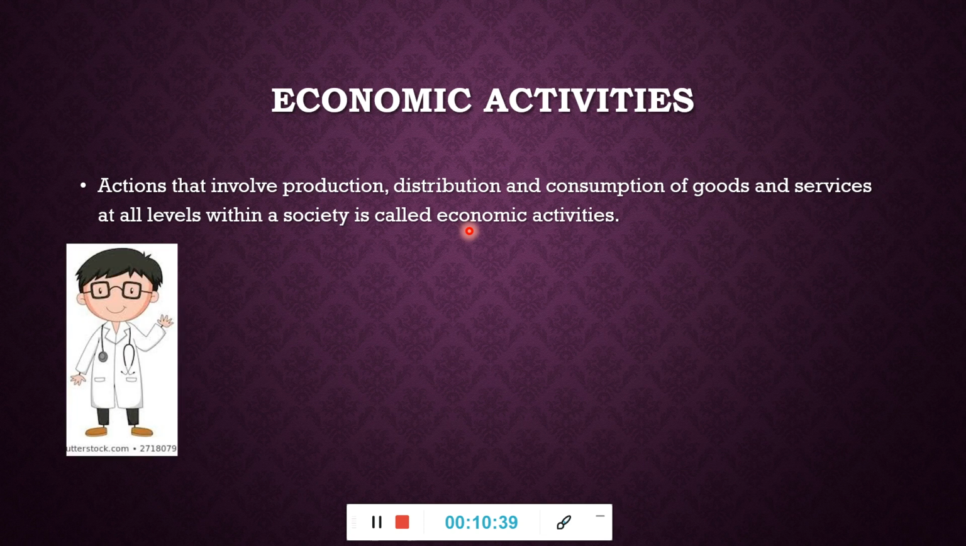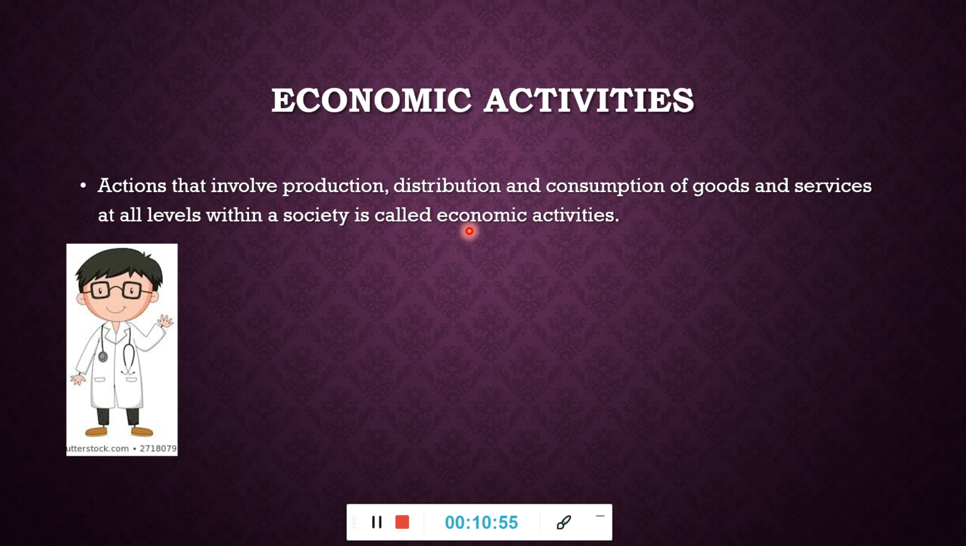Now I'll move to the next part. These are the various examples I chose from the economic activity division part, that is business, profession and employment. So this comes into the professional part.